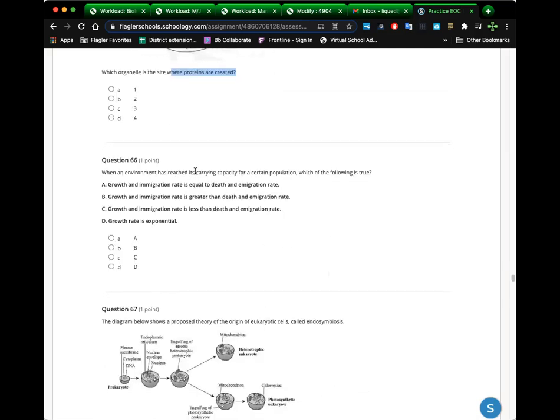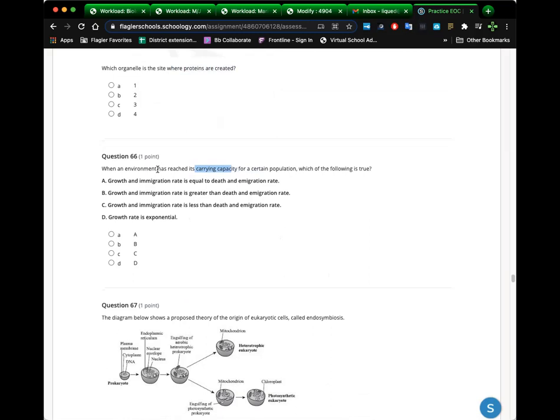All right, carrying capacity, basically population size. That's it. It's just the maximum population size. So when a population has reached its maximum population size, growth and immigration, so immigration, think going inside, is going to equal death and emigration, or exiting. And that's it. That's the answer, A.